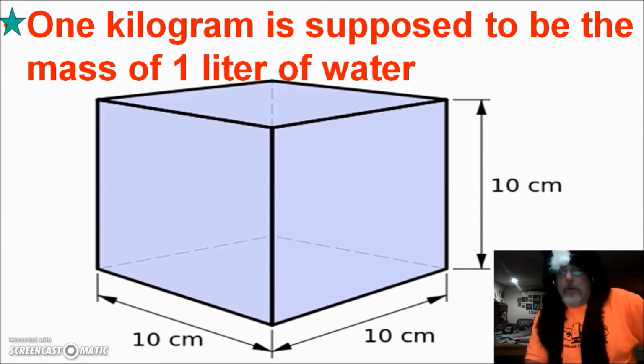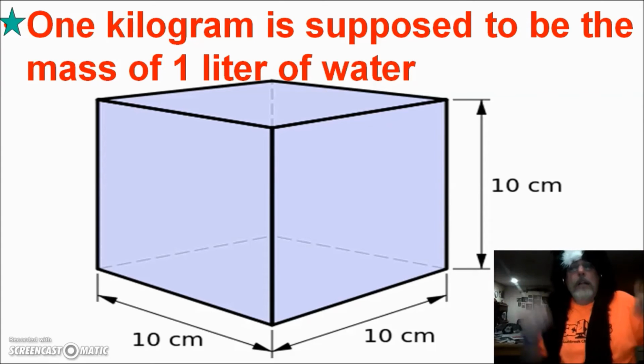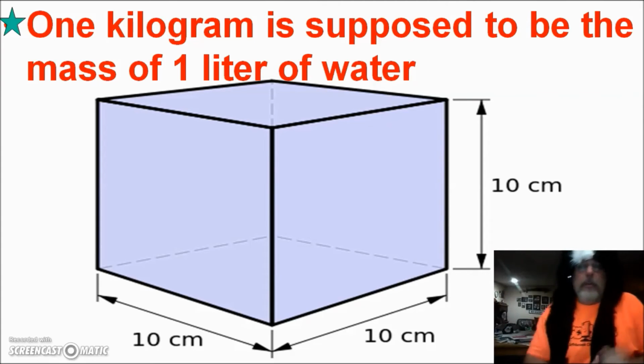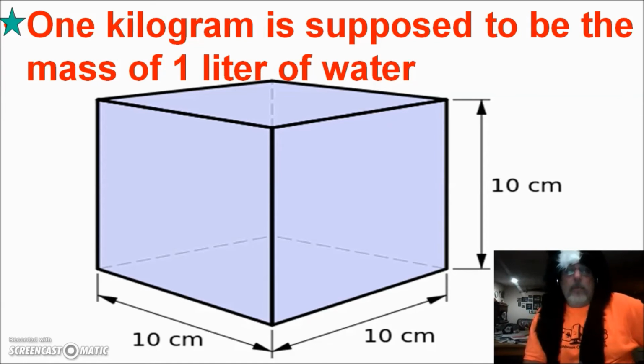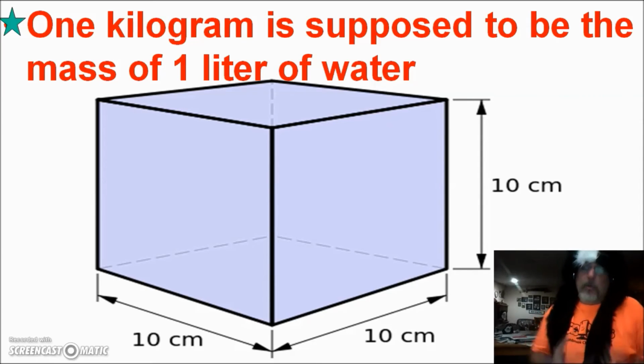Okay, we're back. Now, the definition of the kilogram. When the kilogram was first made, it was created by people, it was not some magical thing. They determined that 1 kilogram was going to be the mass of 1 liter of water. If you remember, we talked about a liter of water being 1,000 milliliters. So if you take 1,000 milliliters of water and weigh it, it should be the weight of 1 kilogram.